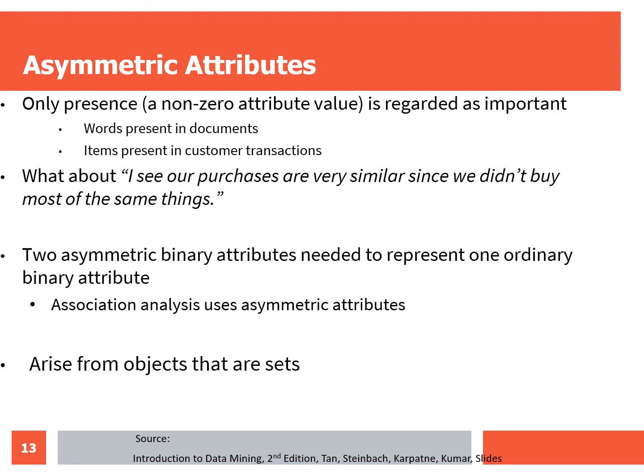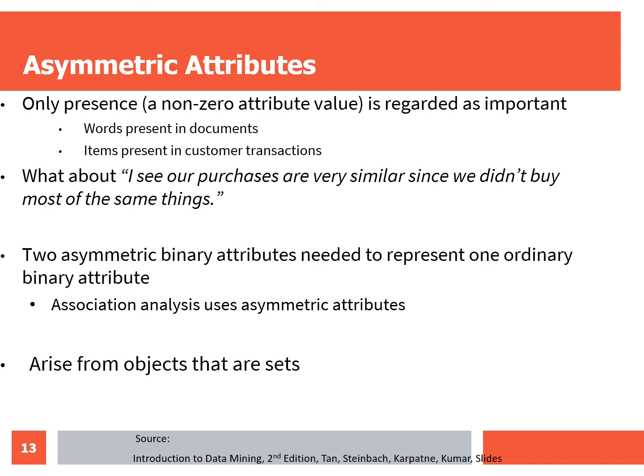Asymmetric attributes are attributes where their presence or absence is regarded as important. Generally, the presence is regarded as important, like words present in the documents or items present in customer transactions. For example, if you go shopping and your friend also goes shopping, and you see each other's cart and you tell your friend, oh, I have also not purchased what you have not purchased, so our carts are similar.